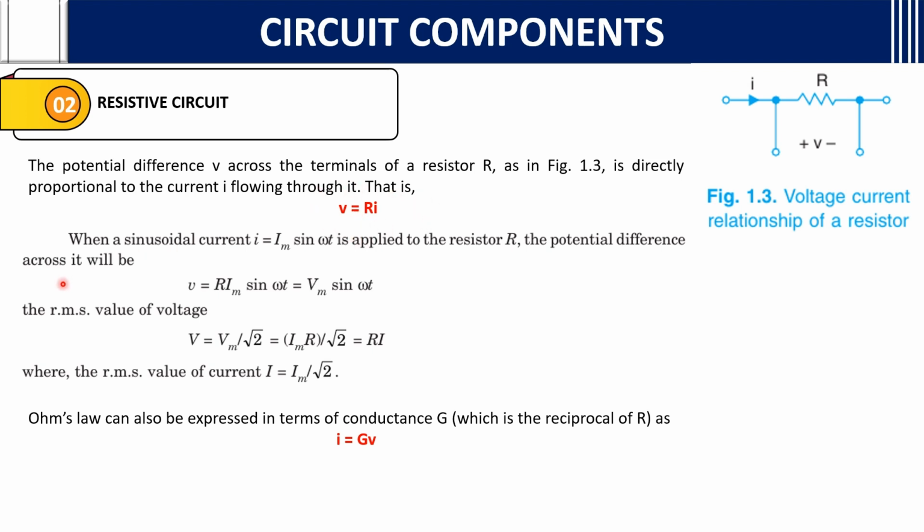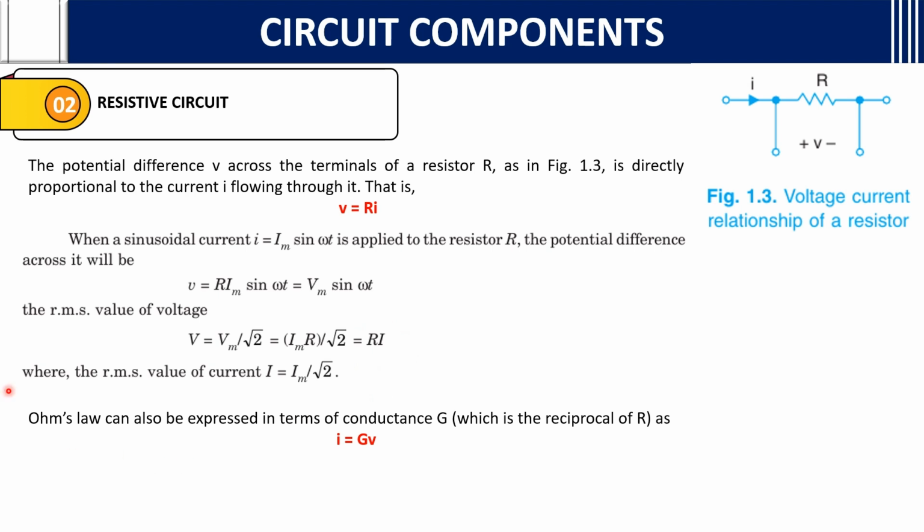This is also important. When a sinusoidal current I equals Im sin omega t is applied to the resistor, then the potential difference will be V equals R into Im sin omega t. R into Im is what? We know R into I is V. So Vm sin omega t. The RMS value of voltage V equals Vm by root 2. Vm is nothing but the maximum voltage, which is Im into R. So Im into R by root 2 equals Ri. V equals Ri.